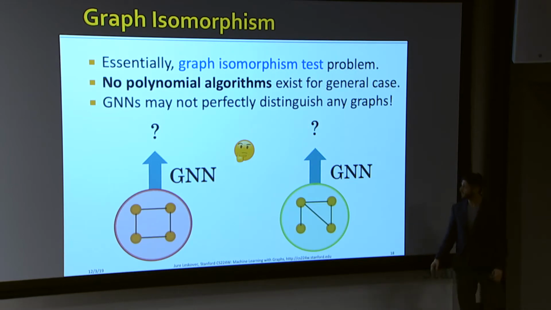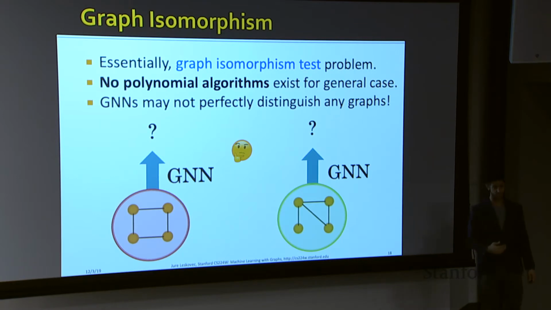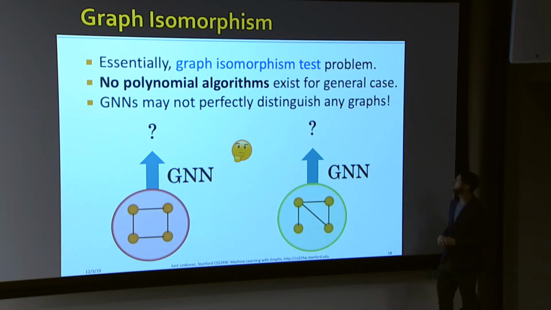Essentially, the problem that we're trying to solve here is called the graph isomorphism test, which has been studied in graph theory for decades. The bad news is that there are no polynomial algorithms known to distinguish every possible graph in the general case. There are a lot of heuristics, and we're also going to see a test which is very powerful and still runs in real time. But the expectation is that if the graph isomorphism test is so expensive, then we shouldn't expect GNNs to perfectly distinguish any possible graphs, right? Because as we have seen, they're pretty much linear in terms of computation.